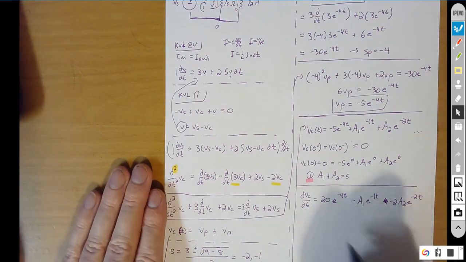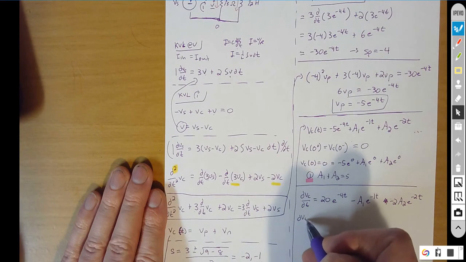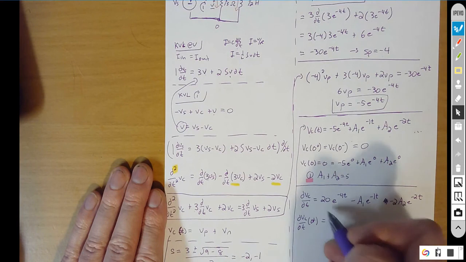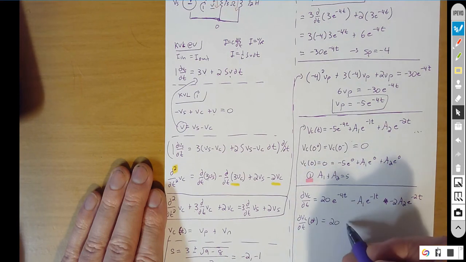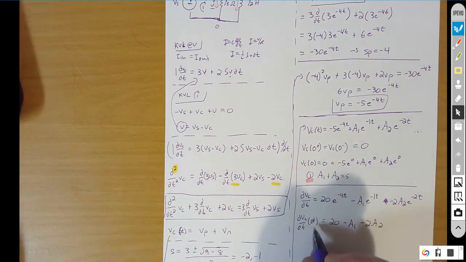We are going to do this at 0, so we can go ahead and say that we want dVc/dt at 0 plus. So that's just going to be 20 minus A1, because all these t's are going to go to 0, and then minus 2A2. So I just need to know what this is. It may be 0, it may not. So let's go find that.